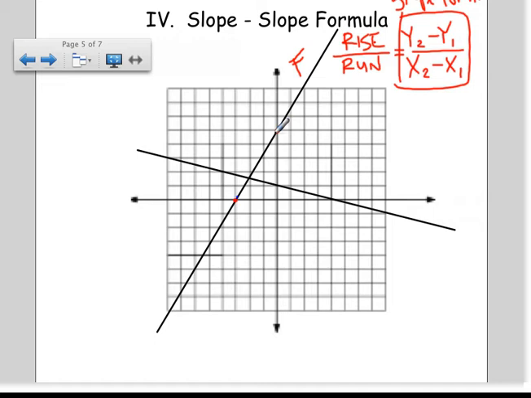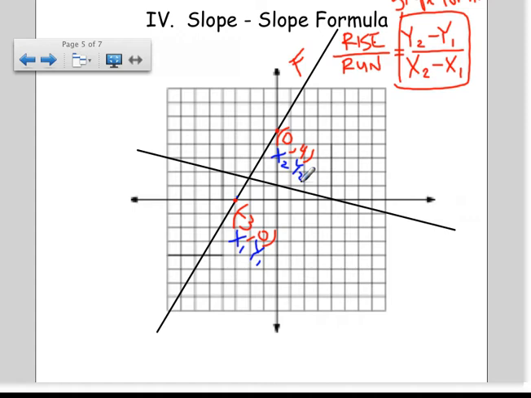So first I'm going to label my points. This point is at negative 3, 0. The second point is at 0, 1, 2, 3, 4: (0, 4). And so I'm going to find the slope between those 2 points. I'll label my x values. This is the x value of my first point. This is the x value of my second point. This is the y value of my first point. This is the y value of my second point. And then I'll plug them into the formula.